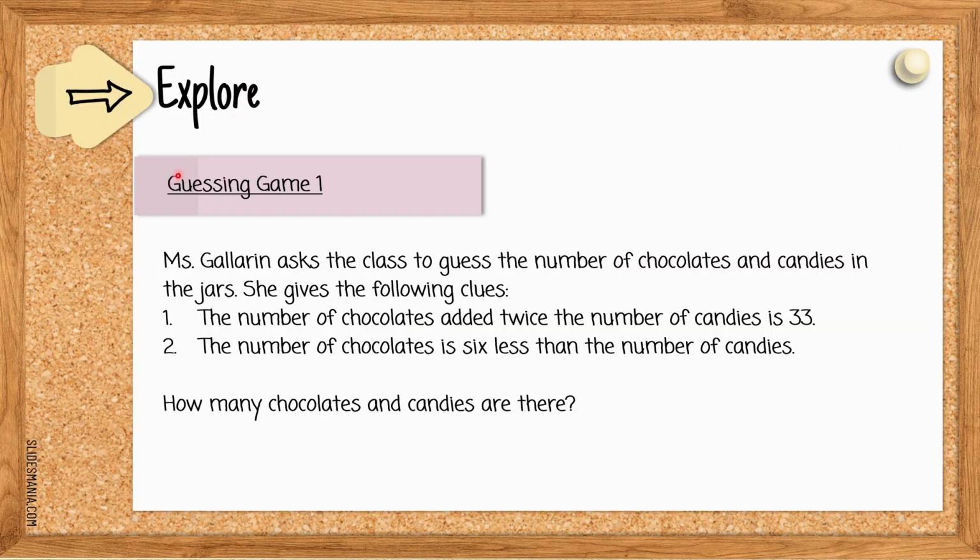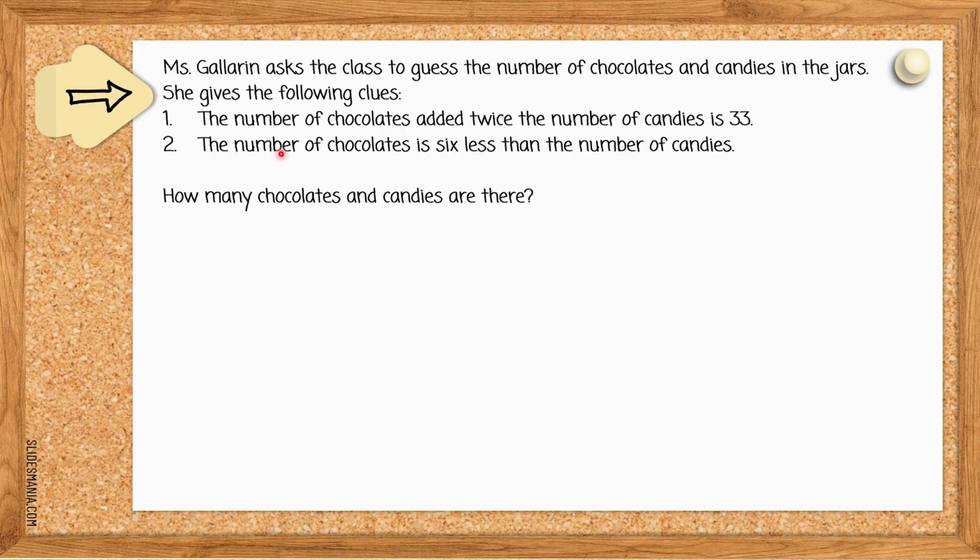Let's have this guessing game. Miss Galarin asked the class to guess the number of chocolates and candies in the jars. She gives the following clues. First, the number of chocolates added to twice the number of candies is 33. Second, the number of chocolates is 6 less than the number of candies. Question: how many chocolates and candies are there? To solve this word problem, we will use the substitution method.